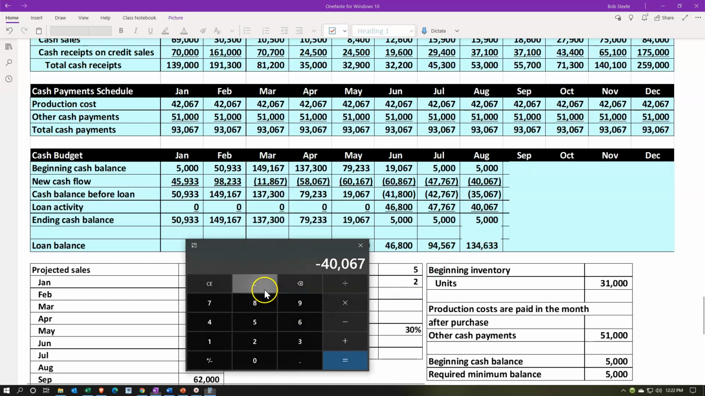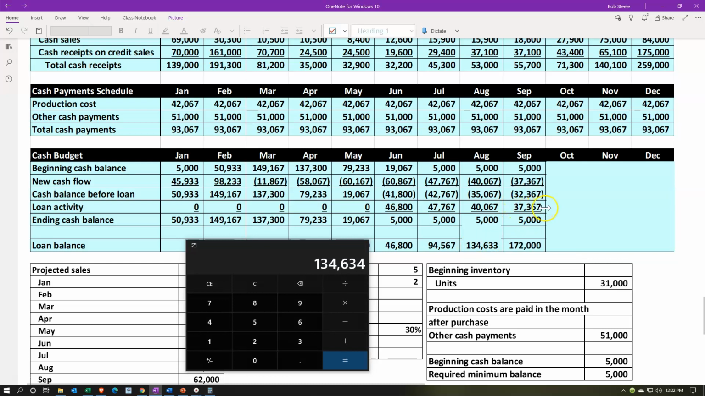Our loan balance now is climbing. We're at the 94,567 plus the 40,067, which is this number here. That gives us 134,633 on the loan. Moving on over to September, we're reaching the end of the year, which we should be making money at the end of the year.